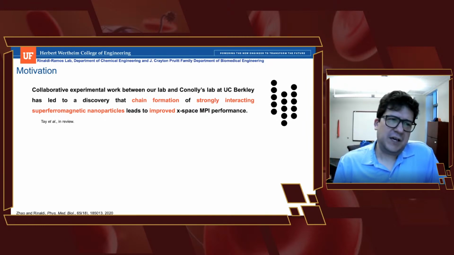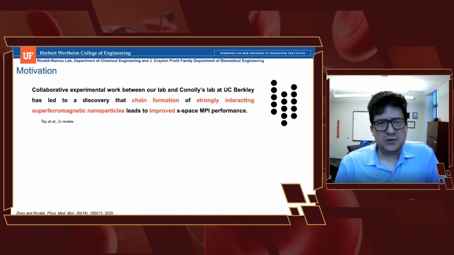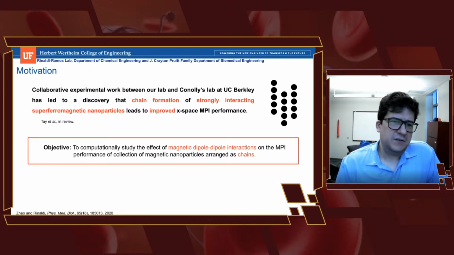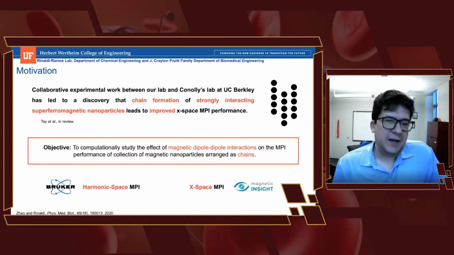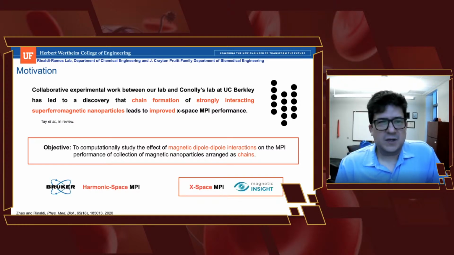But basically, in collaborative work with Steve Conolly's group at Berkeley, we discovered that chain formation with strongly interacting nanoparticles, which we're calling superferromagnetic arrangements, leads to improved x-space MPI performance. Our objective here was to computationally study this effect, and we're going to focus on x-space MPI from now on.